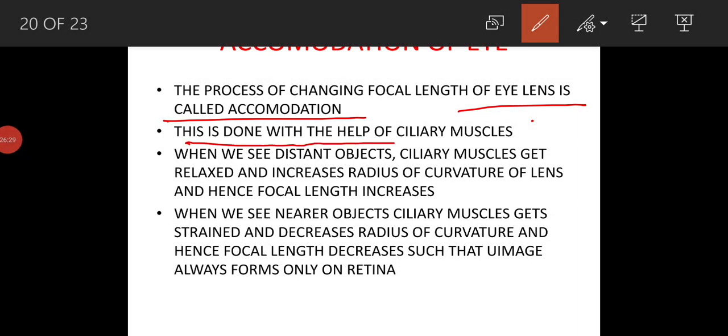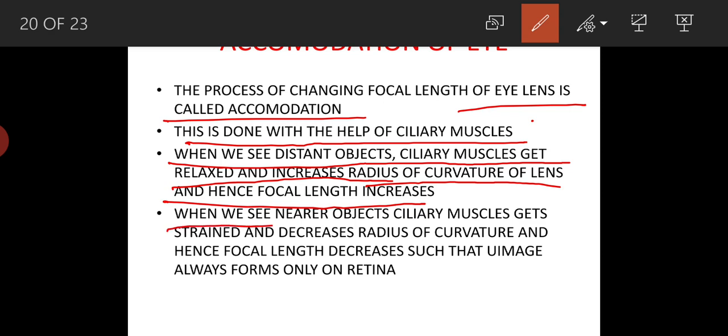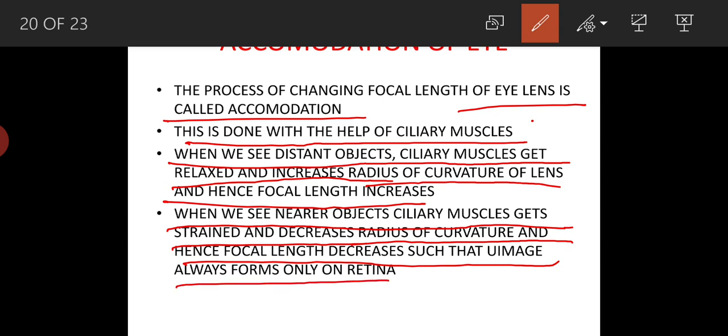This is done with the help of ciliary muscles. When we see distant objects, ciliary muscles get relaxed and increase the radius of curvature of the lens, and hence focal length increases. When we see nearer objects, ciliary muscles get strained and decrease the radius of curvature, and hence focal length decreases, such that the image always forms only on the retina. Only then will this signal be transmitted to the brain through nerve fibers.